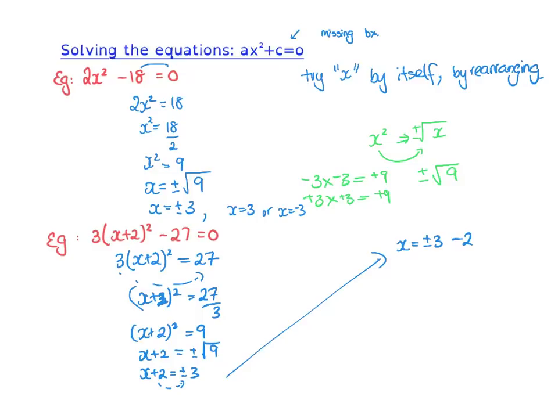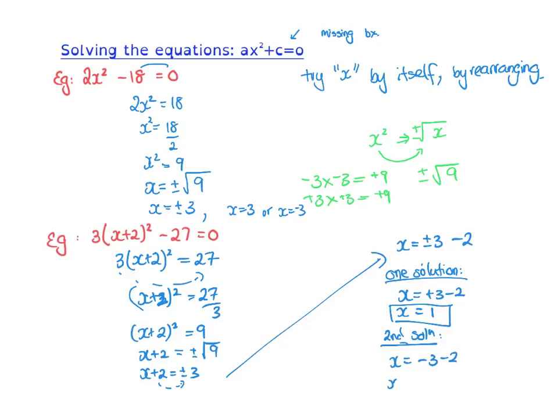So your two solutions: one solution or answer could be x equals plus 3 minus 2, which equals 1. So there's one. Or the second solution could be x equals minus 3 minus 2, so x equals negative 5. So there's your two answers.